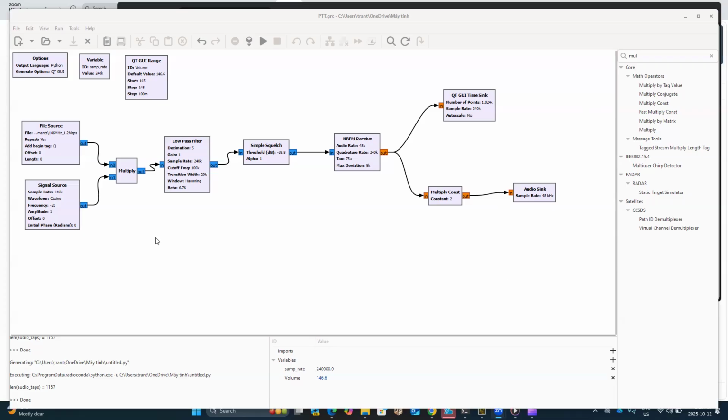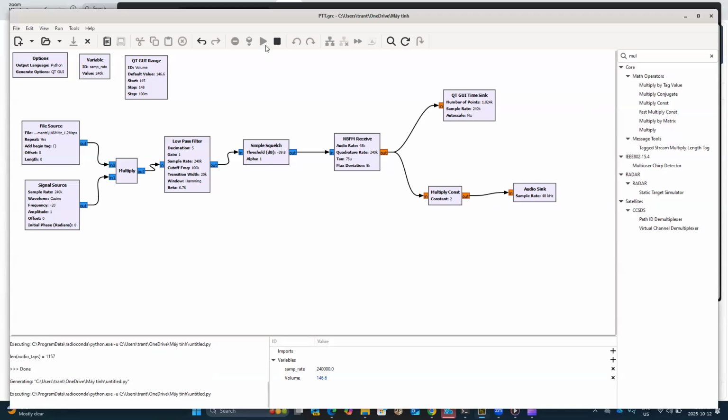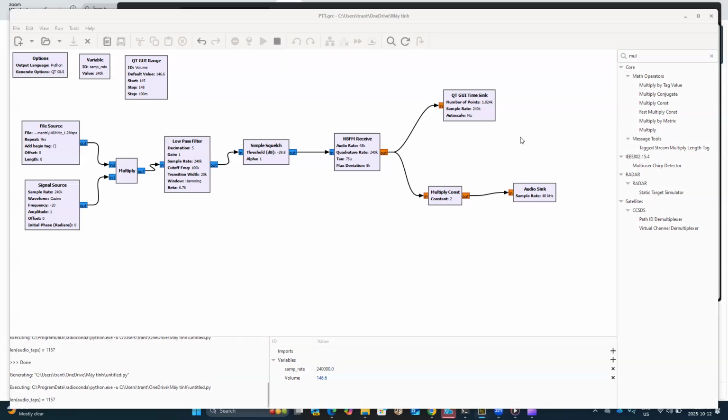And that's my flow graph. I'm going to play it here. Here, that's what I said. The volume slider control.